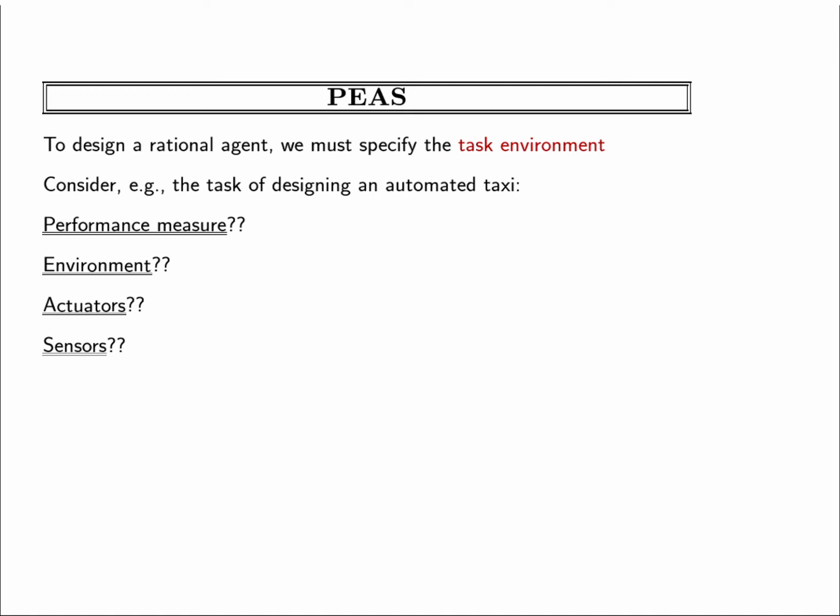Then we are going to write the PEAS concept. Here, we are asked to design a rational agent. A rational agent means doing the right thing. We must specify the task environment. Here, the example is the task of designing an automated taxi. We are supposed to write all four PEAS components for this automated taxi. We all know PEAS means performance measure, environment, actuators and sensors.